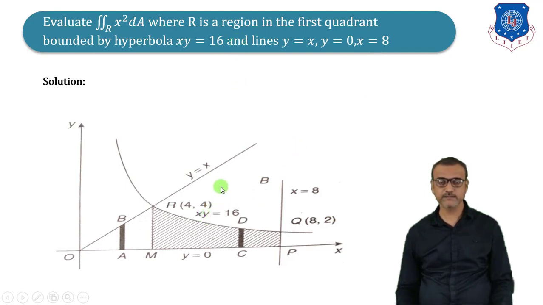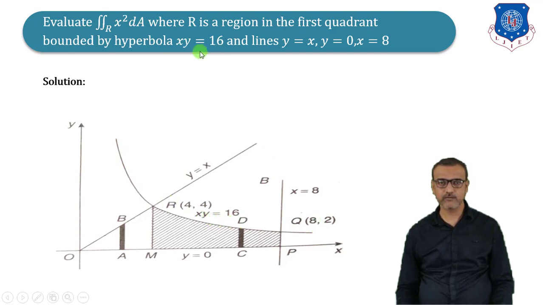For that purpose we have to draw the graph of given curves. So first of all, y equals x line, this is a line passing through origin. Then after y equals 0 line, that is nothing but x axis. Then after x equals 8, that is nothing but a line parallel to y axis passing through the point 8, 0. And this hyperbola xy equals 16, its curve will be like this.